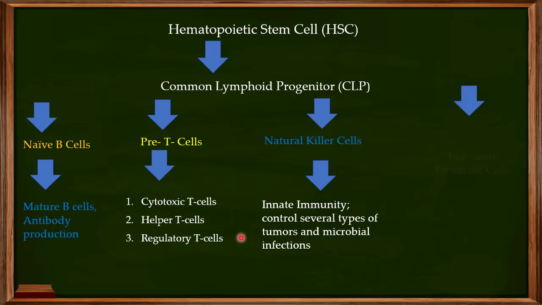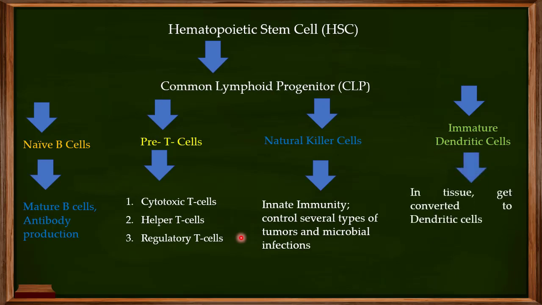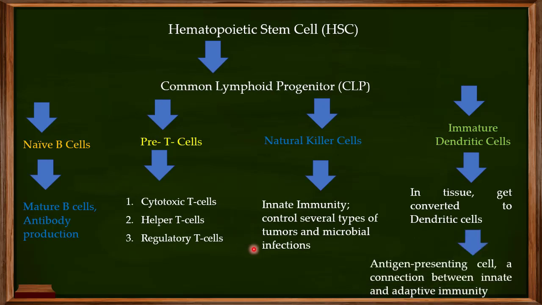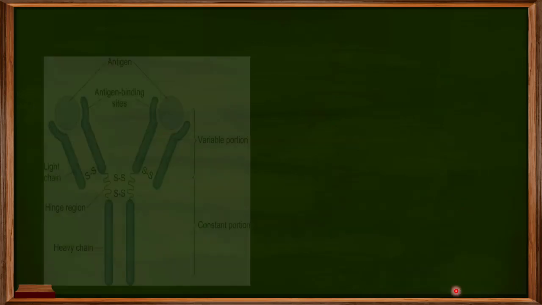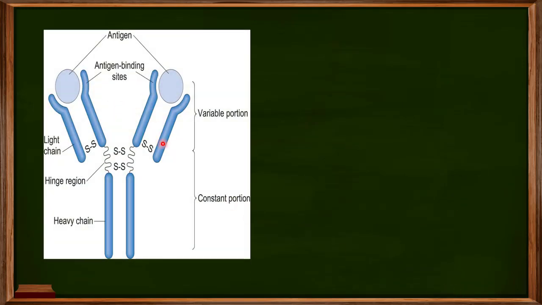The last type of cells that is produced by the CLP, they are the immature dendritic cells. Now these dendritic cells, when they move into the tissues, get converted into the mature dendritic cells, and these dendritic cells are very important antigen presenting cells, which is actually making a connection between the innate and the adaptive immunity. I already told you about the differences between the innate and the adaptive immunity in chapter 1. So if you are interested in learning about the differences of the innate and the adaptive immunity, you can switch to that particular video.